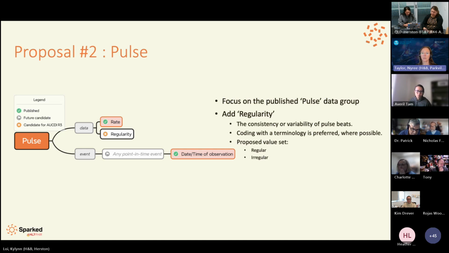which is that we're going to focus on the published pulse data group and include the proposal to include regularity, which is around that consistency or variability of the pulse beats. So we'd like to code with terminology where possible and to propose the value set of regular or irregular.